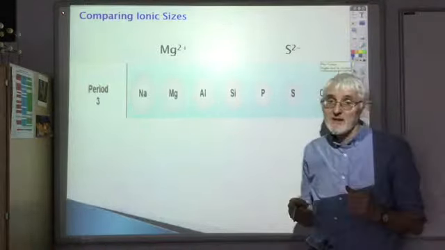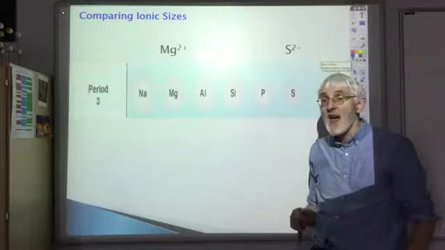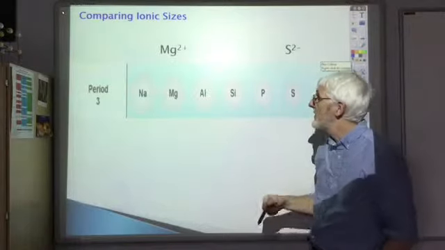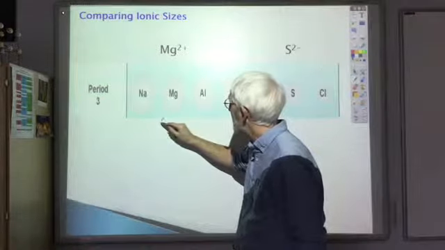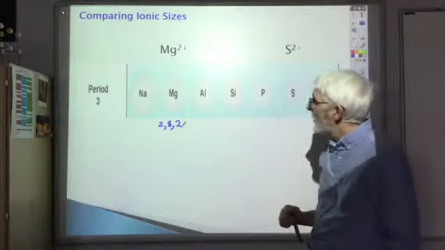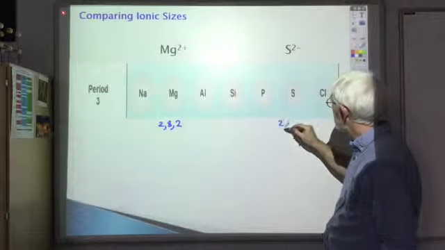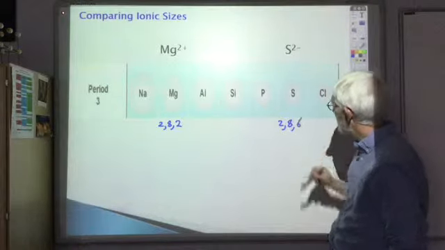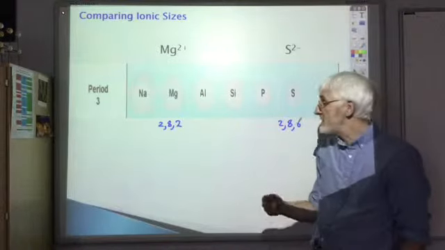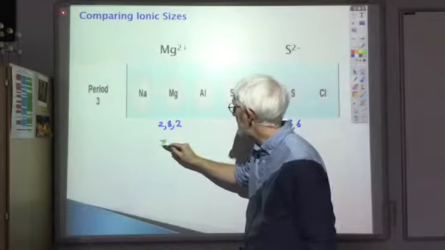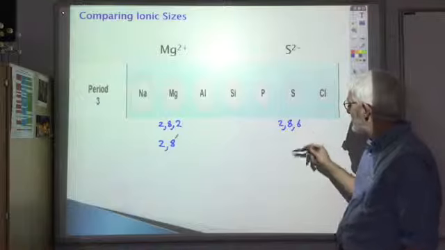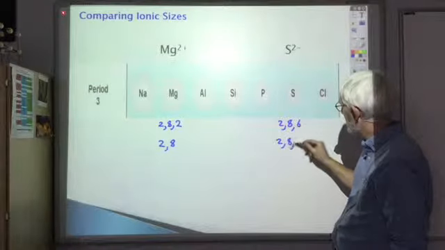And the way to tackle this is to work out the electron arrangement of the ion. And usually one will have more electron shells than the other. So the magnesium atom has got an electron arrangement of 2,8,2. 3 occupied energy levels. Sulfur is 2,8,6. Also 3 energy levels. But the magnesium ion is 2 plus, so it's lost 2 electrons, so it becomes 2,8. Whereas the sulfur is 2 minus, so that gains 2 electrons and becomes 2,8,8.